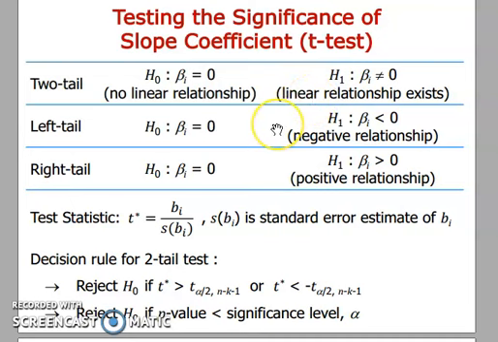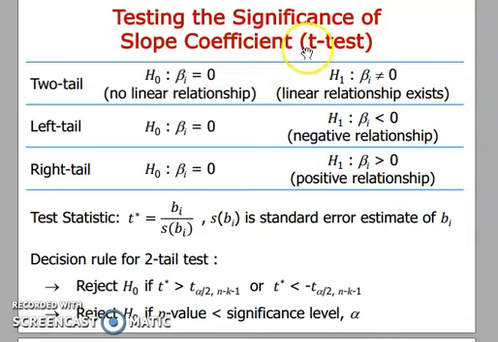We can do a few statistical tests once we get the estimation output. The main statistical tests that we need to do once we get the estimation output are the t-test and also the f-test. So basically the t-test is testing the significance of the slope coefficient, and the f-test is testing the overall significance.